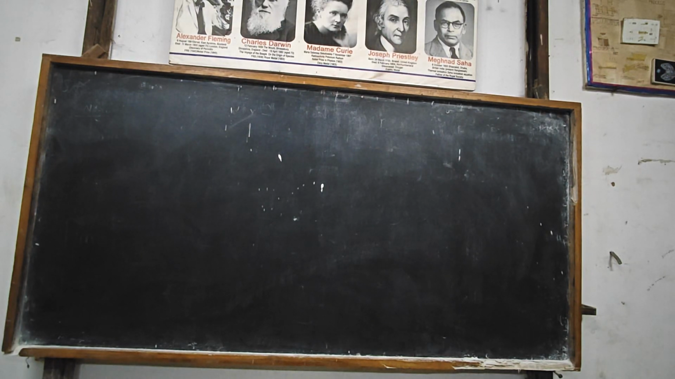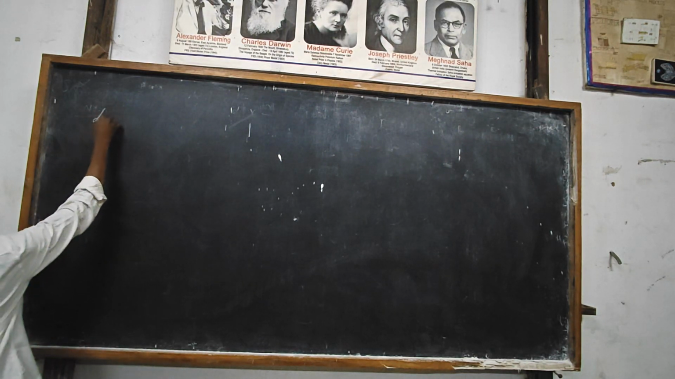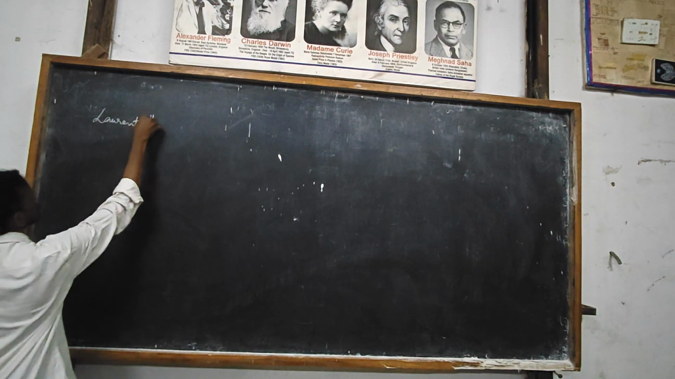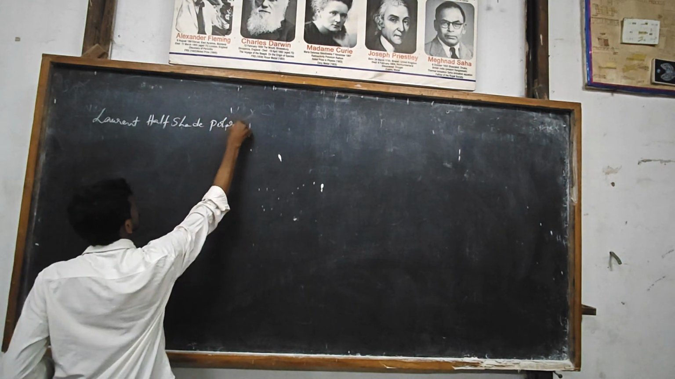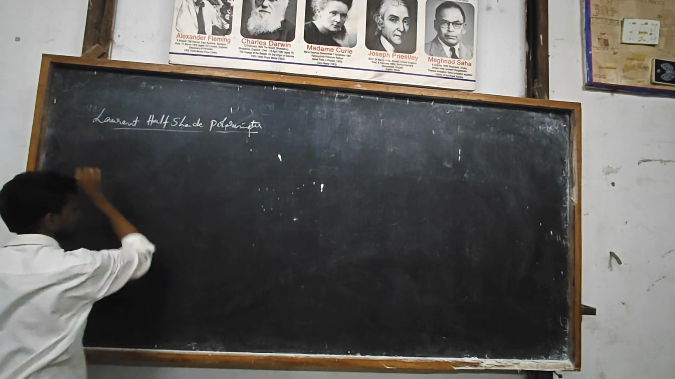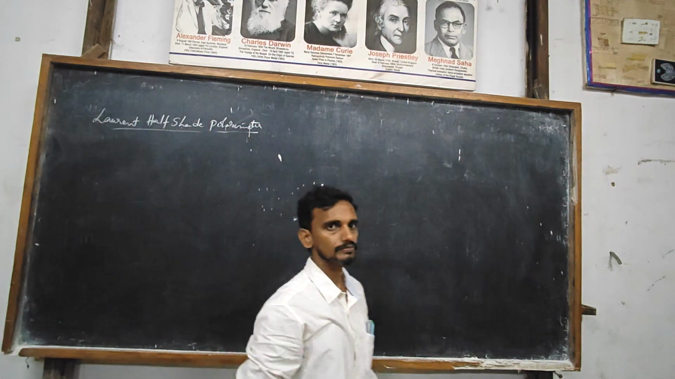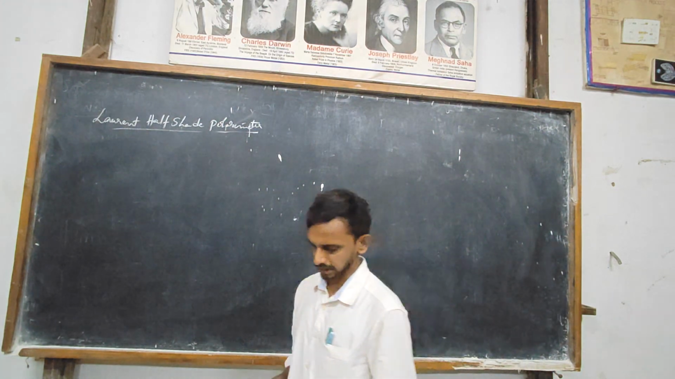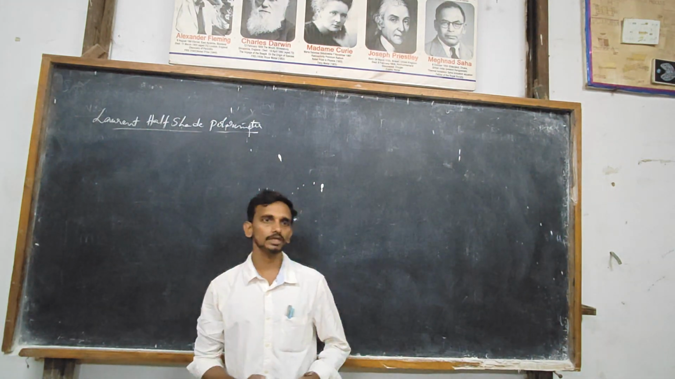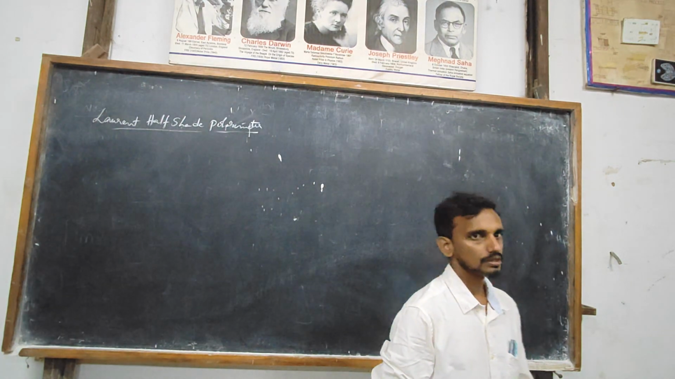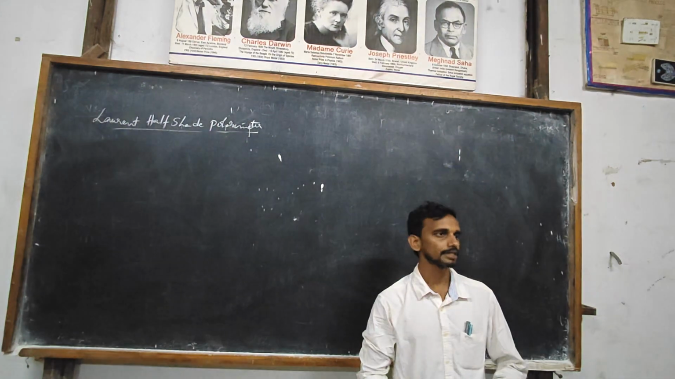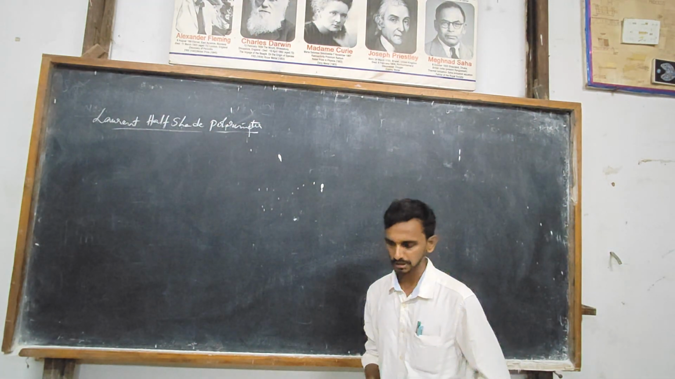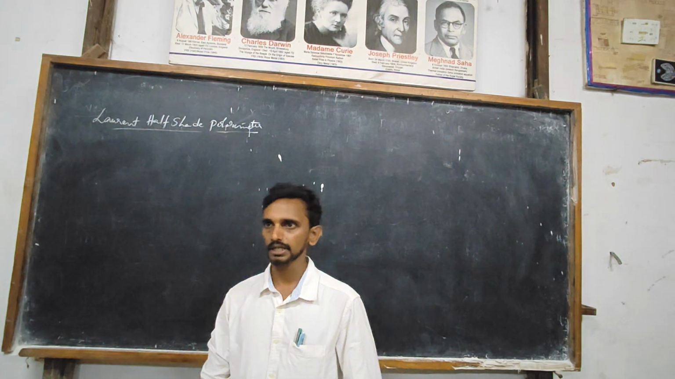Right. So next topic is Laurent's half-shade polarimeter. So this is a device used to study the polarized light from any given sample, most often with liquid samples. I mean, especially used for chemical analysis.